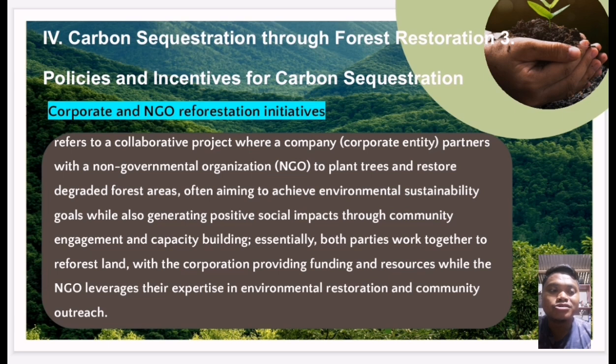The goal is generating positive social impacts through community engagement and capacity building. Essentially, both parties work together to restore land, with the corporation providing funds and resources, while the NGOs leverage their expertise in environmental restoration and community outreach.